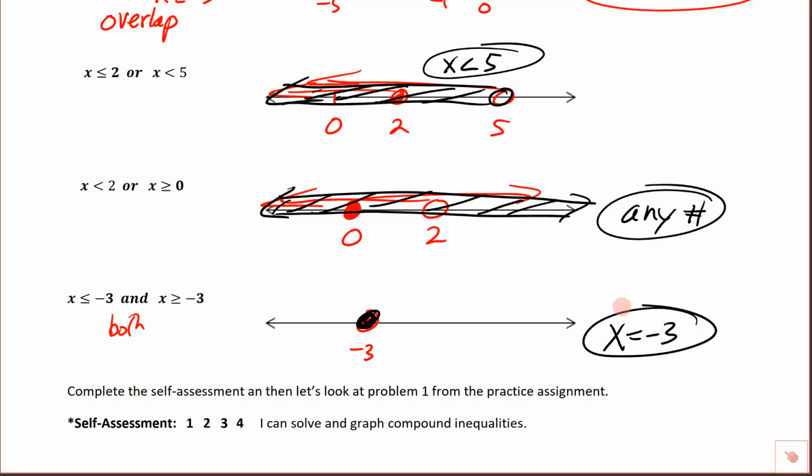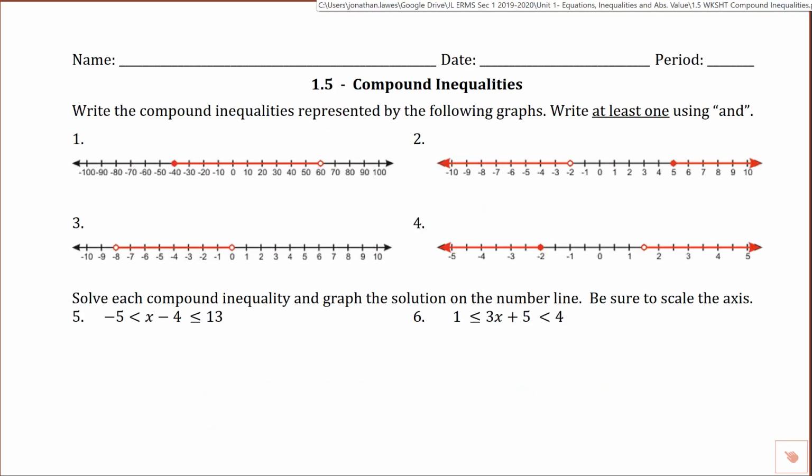Now, go ahead and do the self-assessment, see how you feel right now, and then I'm going to take a quick look at a couple of these problems over here. We're going to look at problem number 1. Okay, so on this one, it says write a compound inequality that represents the following graph. Use at least one using the word and.